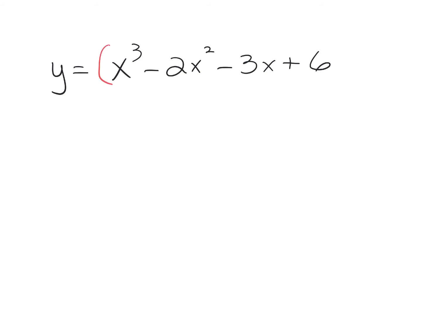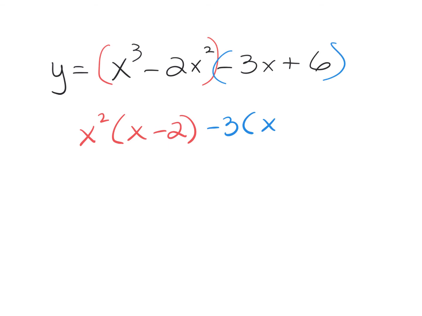I'm going to go ahead and make a red group here and a blue group. The GCF of my red group is going to be x squared. I'm going to divide both of the terms by x squared, and then I'm left with x minus 2. My GCF of the blue group is going to be negative 3. And then again, I'm left with the same thing. Remember, when you factor by grouping, the answers you get when you divide must be the same.